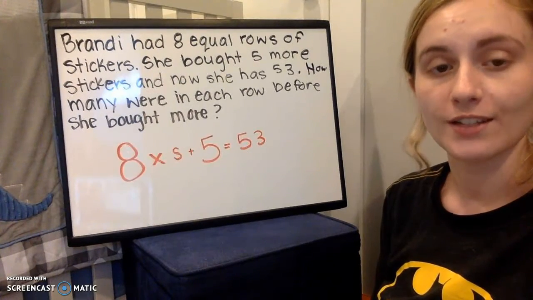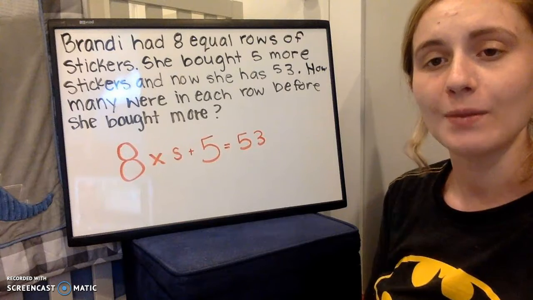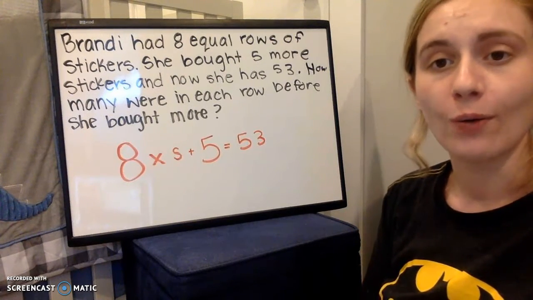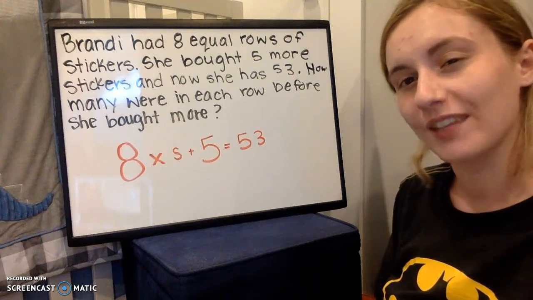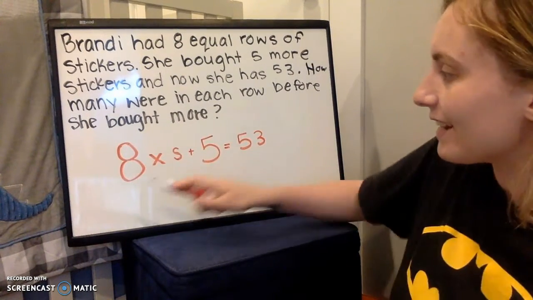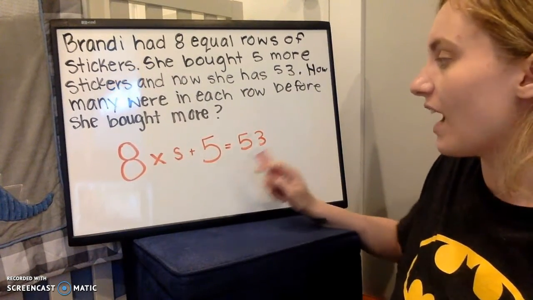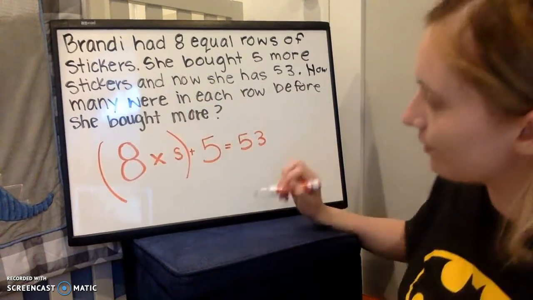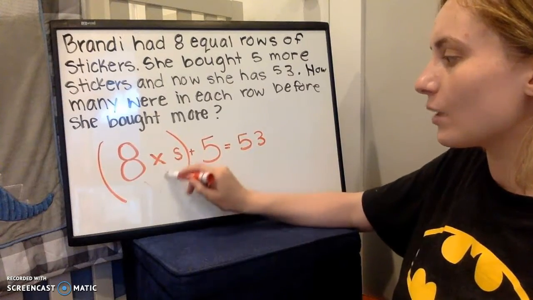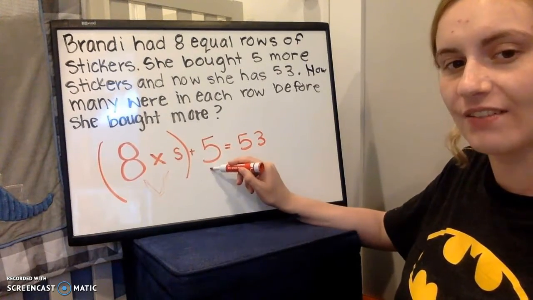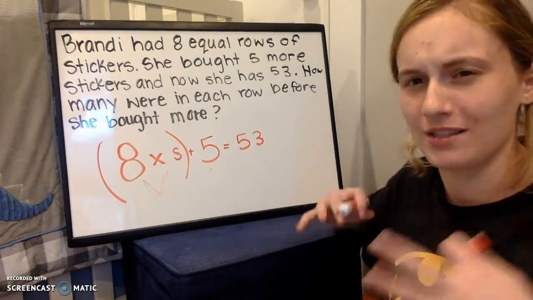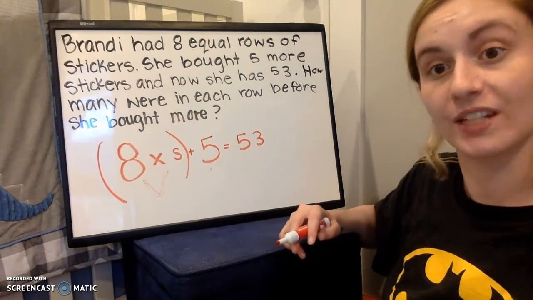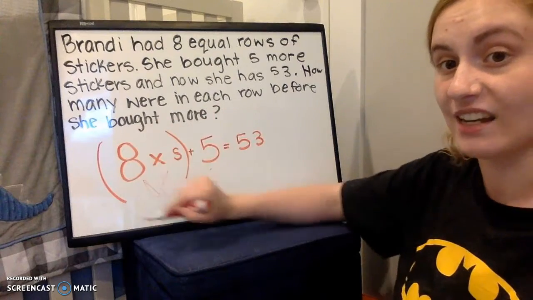So in order to solve this, you need to use some critical thinking. That means you need to look at this and think about what it is telling you. What do you know that's going to help you figure out the answer? I know that 8 times S plus 5 has to equal 53. So this part right here has to equal something that adds to 5 to equal 53. So that was a lot of words there. I hope it made sense. So what I'm going to do is take 5 away from 53 to figure out what this needs to equal.